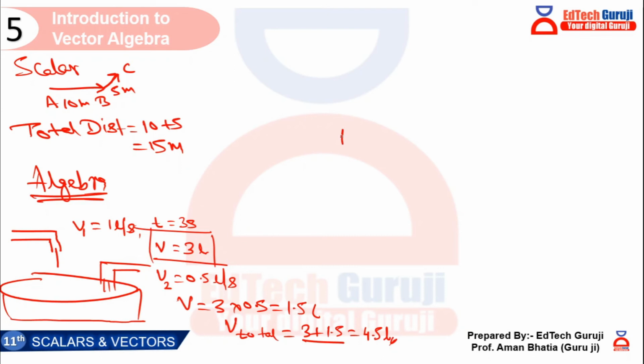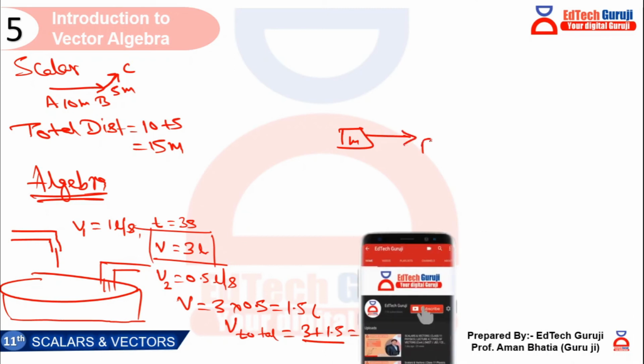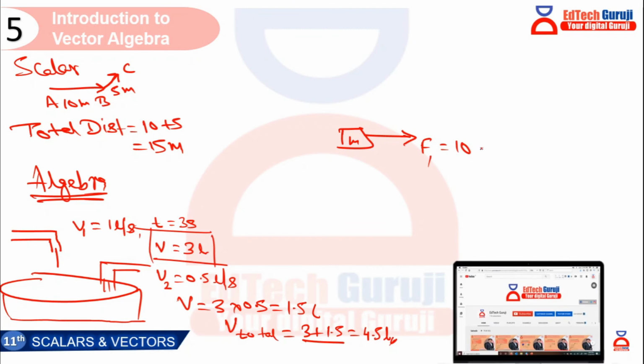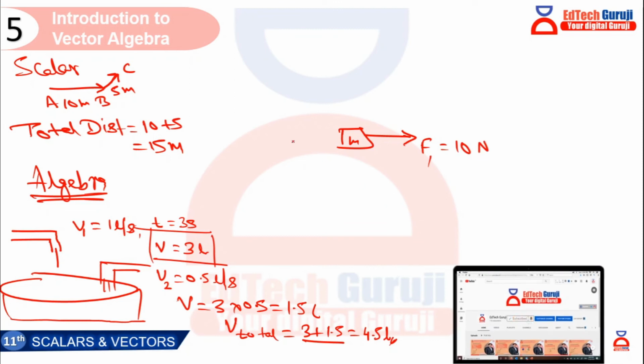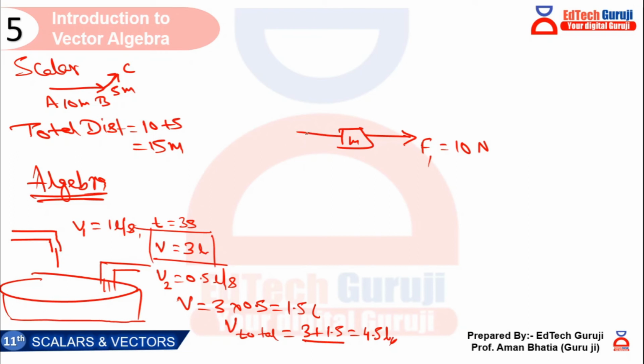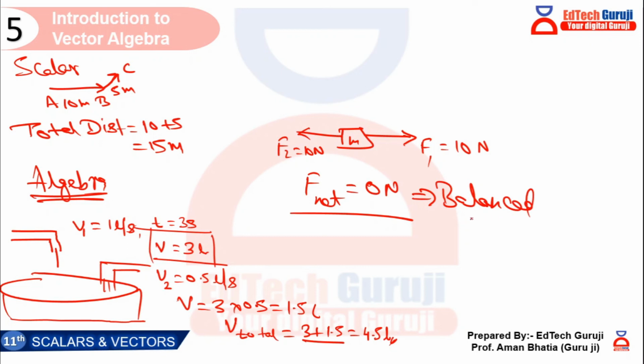Let us say there is a block of mass m. Here we have a force acting on this block. We can say it is F1 and this is of 10 newtons. If I say that another force F2 is acting in the opposite direction with the same magnitude, again 10 newtons, what will happen? Then you will immediately say, sir, we have studied in 9th standard that the net force here will be 0 Newton, and this type of force is called a balanced force.